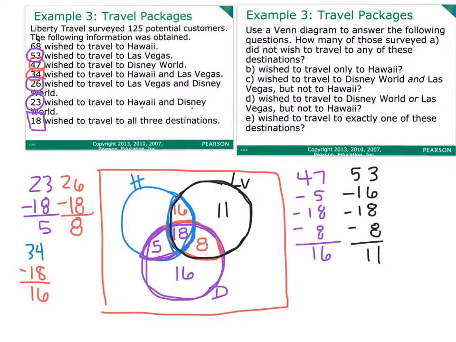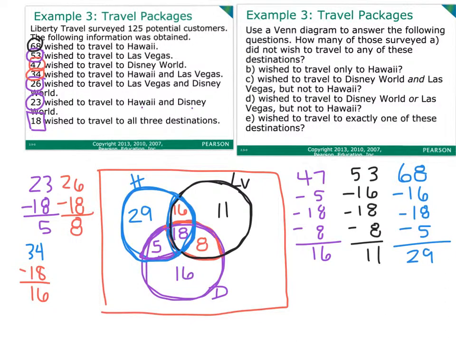Okay, and last, 68 people wish they could go to Hawaii. Again, they are talking about the entire Hawaiian bubble. So I'm going to have to take my 68 people and deduct the 16, the 18, and the 5 that have already been counted. And that's going to leave me with 29 people that want Hawaii and Hawaii only.